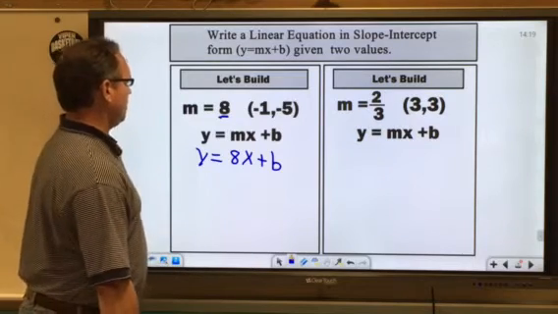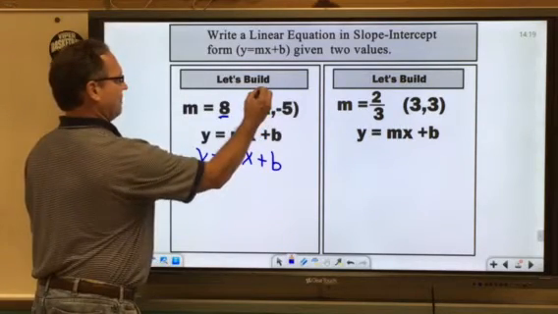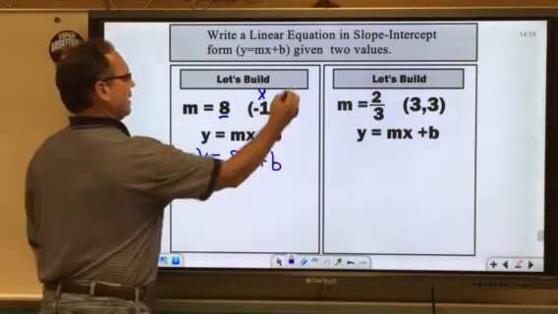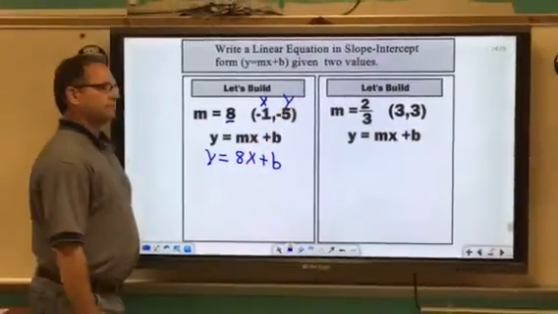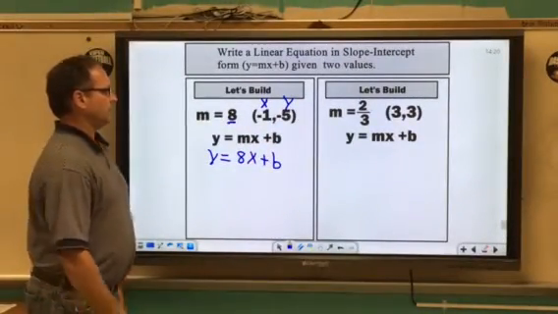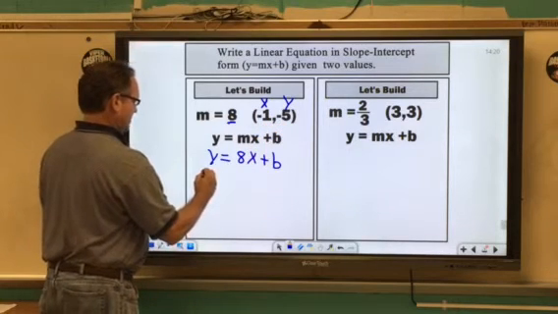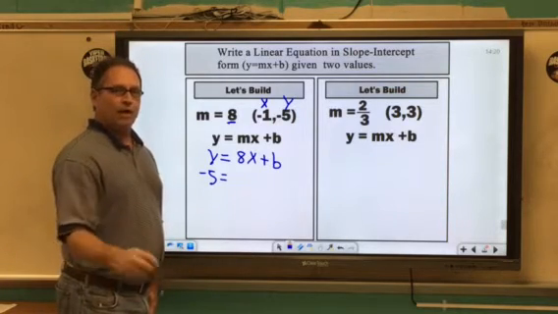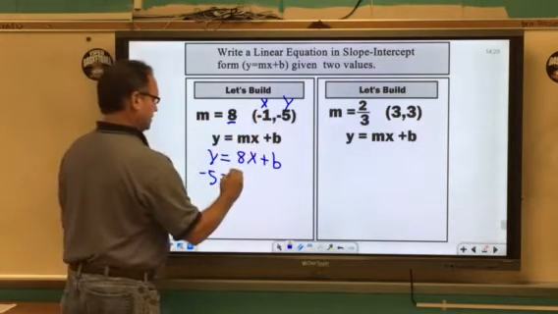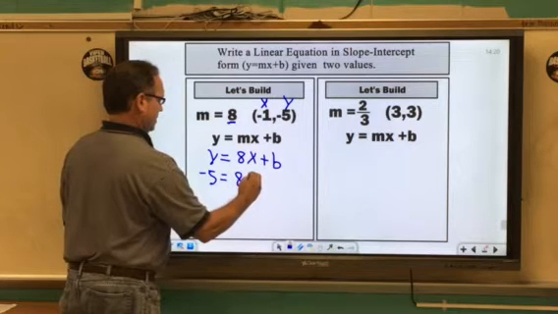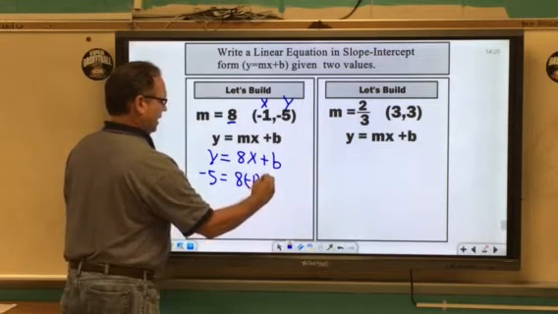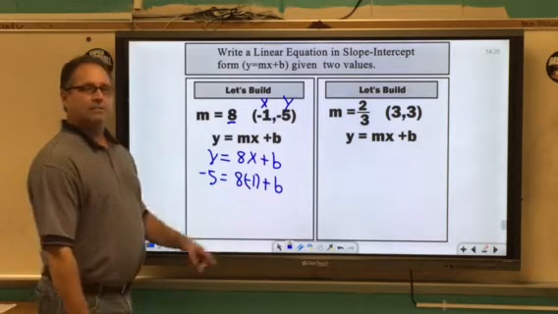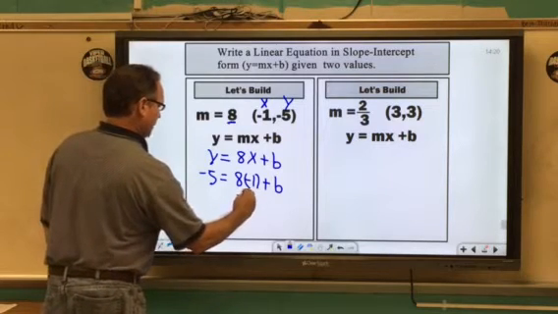So what we're going to do is we actually have a point where the -1 represents my x value. The -5 represents my y value. So we are going to take the -5, plug it in for my y. The -1 is going to be represented with the x, so we're going to plug that in. And we know when a number and a letter are together, we're going to multiply, right? So 8 times -1 would be -8.